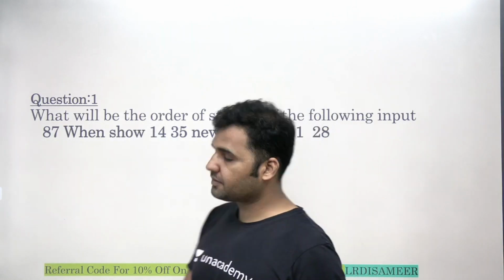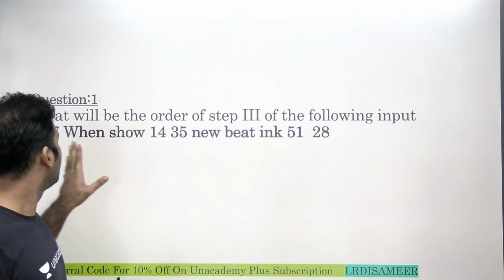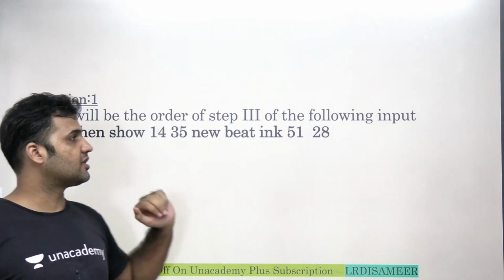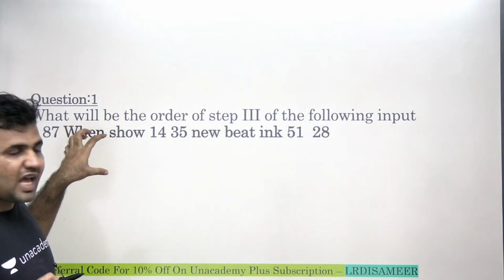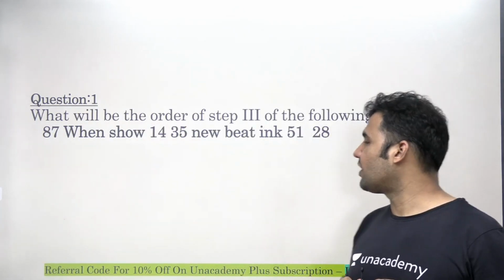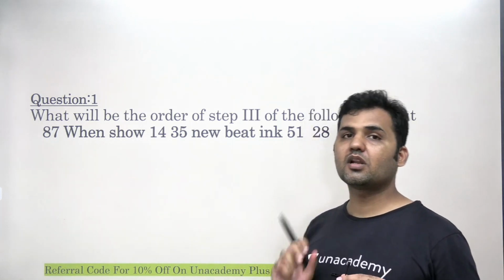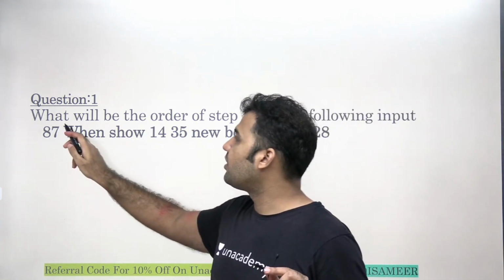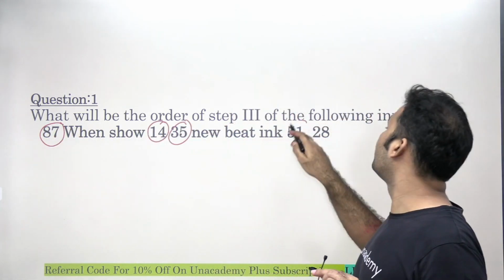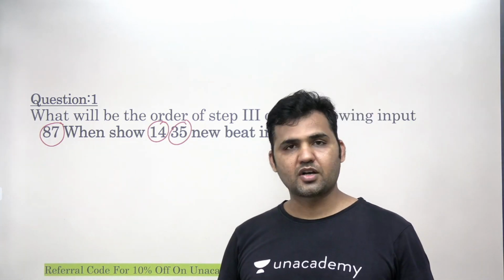For example, here in this question, this is a new input that has been given to you: 87 when show 1435 new beat in 5128. Now, if the question would have been what will be the number of steps required to complete the arrangement, what will I answer? I will simply count how many elements are there of a particular category. If I talk about the numbers, how many numbers are there? 1, 2, 3, 4, 5. So my answer will be, there will be 5 steps required to do the arrangement.